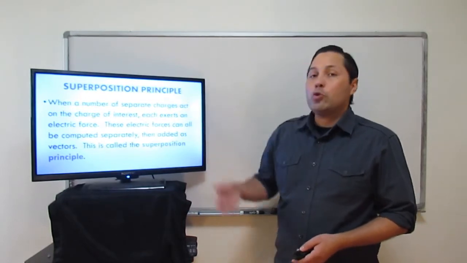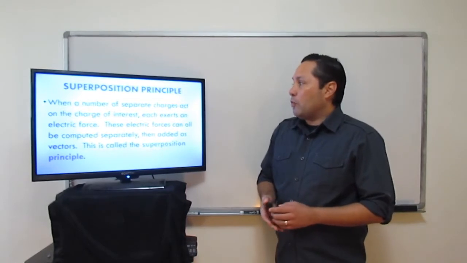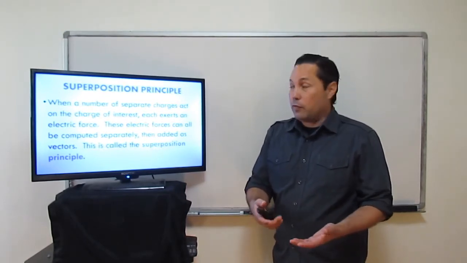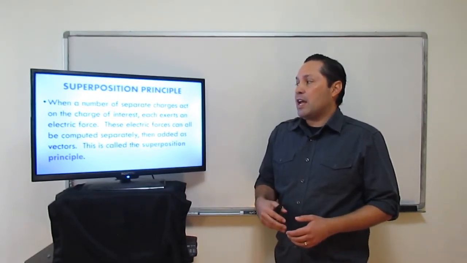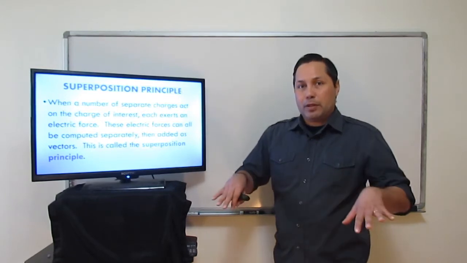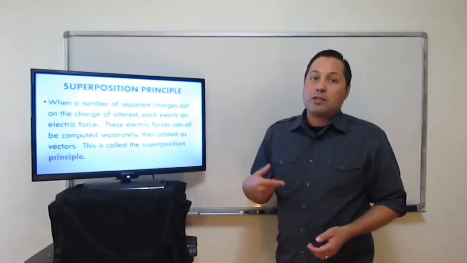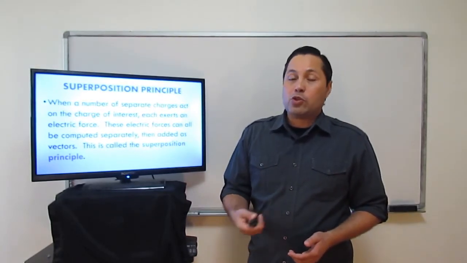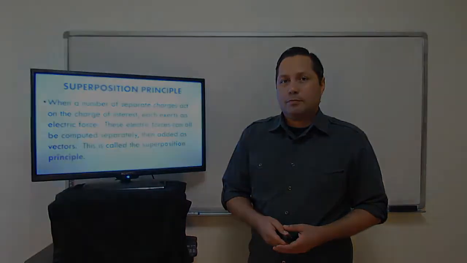So let's begin with the superposition principle. Here it states that when a number of separate charges act on the charge of interest, that's the one you're looking for, each exerts an electric force. These electric forces can be computed separately, so we can solve for each one individually. Then we add them together as vectors. That is the superposition principle, and we will be using that to solve some problems today. Now let's go ahead and take a look at some examples.